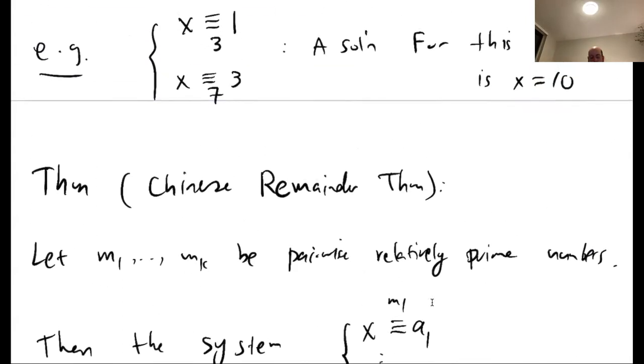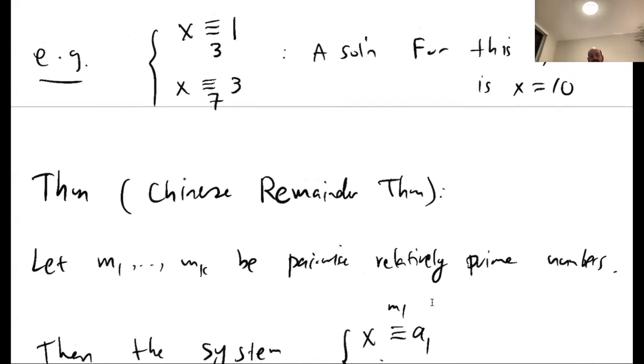Okay, so once you find one solution, that means you have found all the solutions, because the solution is unique mod M. M is M1 to MK, right? So if you need other solutions, every other solution is the original solution plus a multiple of M, right? When we say a solution is unique mod M, it means any other solution is the same as the original solution, but plus possibly a multiple of M.